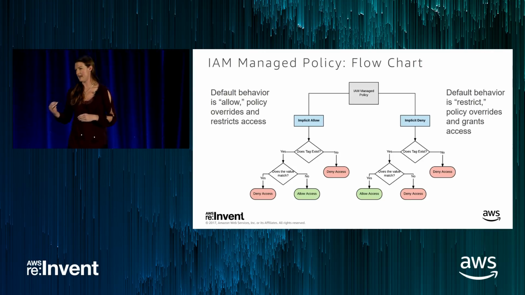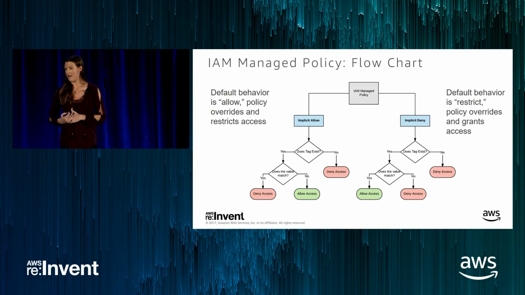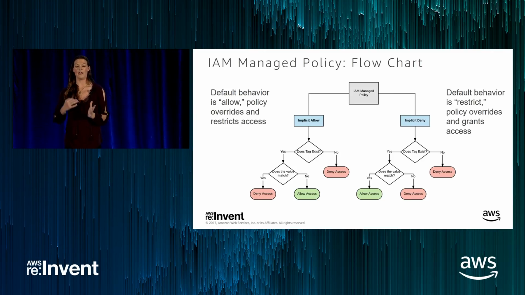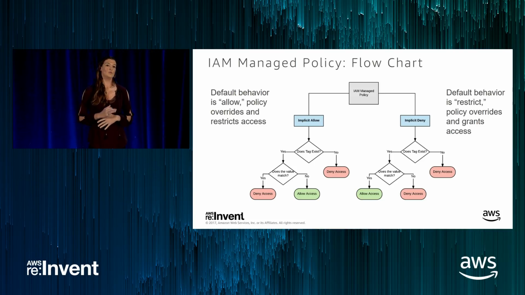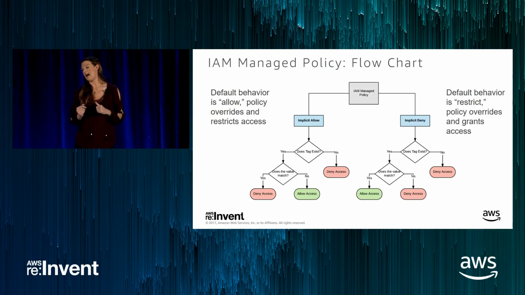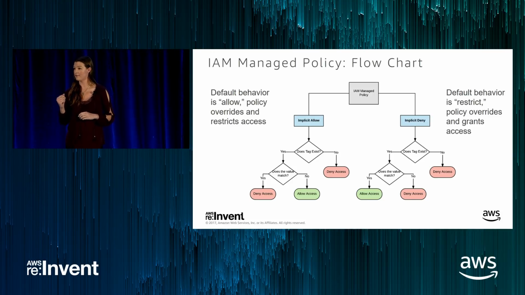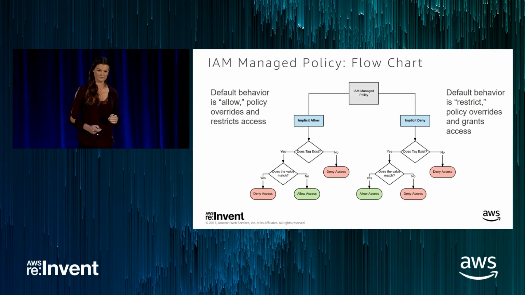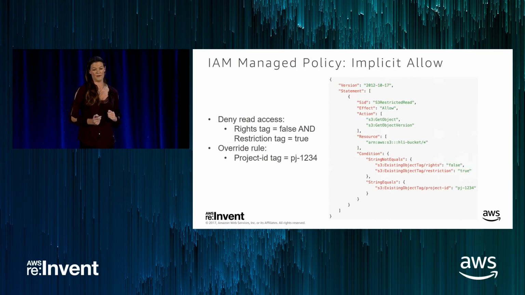Now, implicit deny is the opposite. The implicit deny policy, when we map it to that bucket, everything in that bucket will be restricted. Now, if it has a specific key value pair for the tags, then that is when it is allowed to have access. So here's an example of our implicit allow policy.